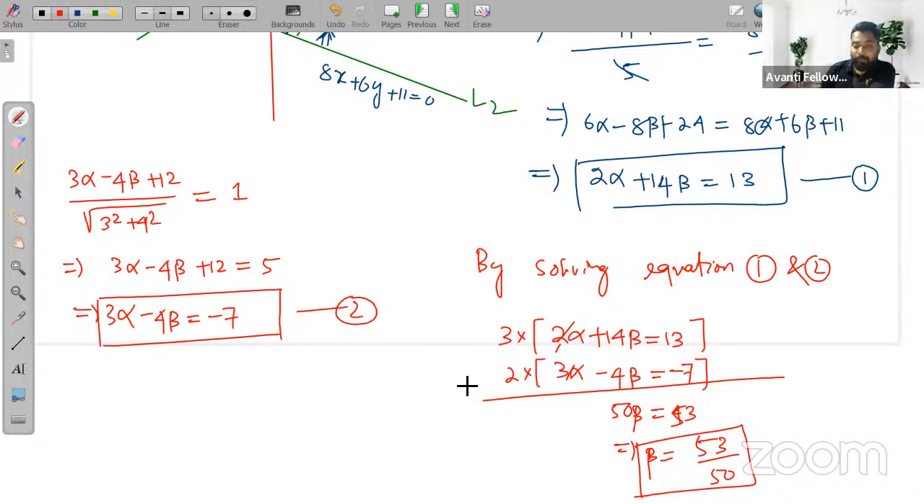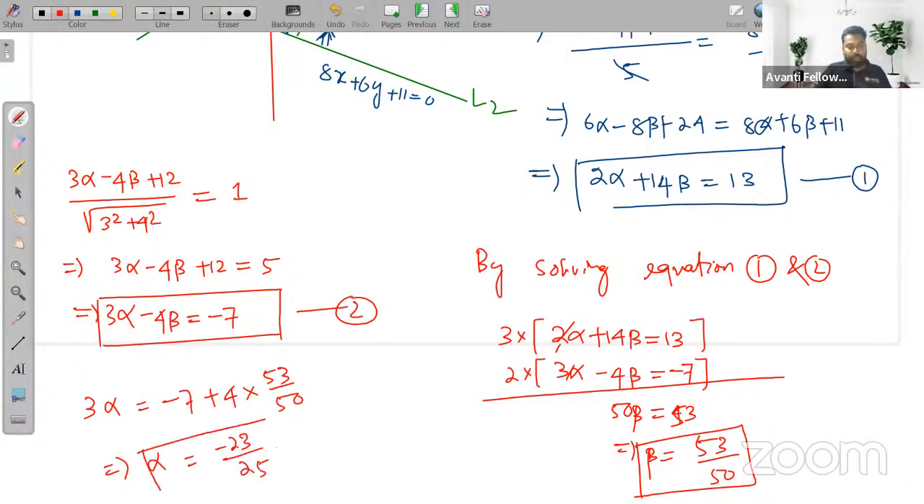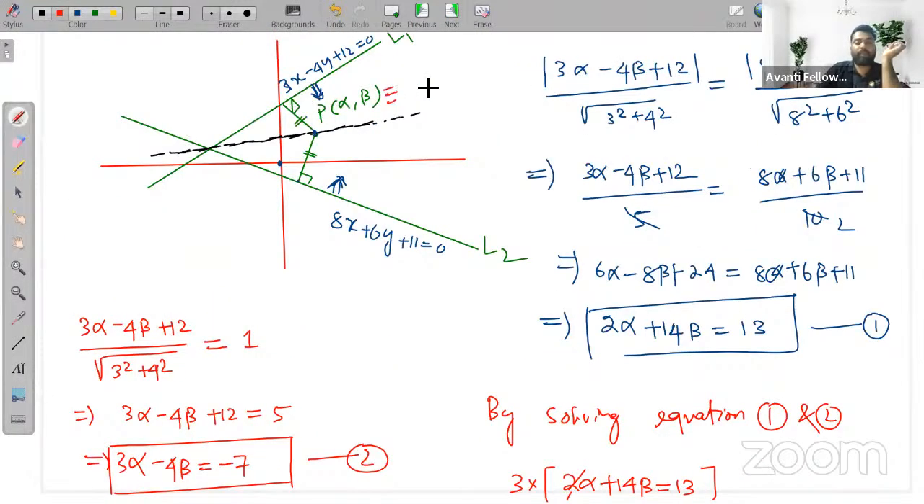Now put the value of beta here. If you put the value of beta here, 3 alpha is equal to minus 7 plus 4 into 53 upon 50. So by solving it, you will get alpha is equal to minus 23 upon 25. So finally, you are getting the value of alpha and beta, that is minus 23 by 25 and, sorry, 53 by 50.